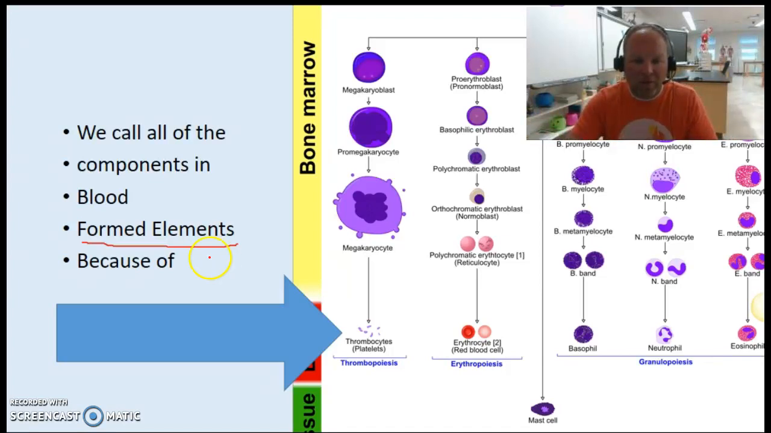And the reason why we call them formed elements is because look at this. This is a cell. This is not only a cell, it's a mega cell. So it's gigantic. Mega means big, okay? Karyo is nucleus and cyto is cell. So this is a big nucleated cell. And then it blows up into shrapnel. And we call those shrapnels platelets. So platelets aren't really even cells. They're parts of cells. So I can't call them cells. Instead, we call them fragments. And so we call these guys formed elements. Once again, that's just to save me later on.